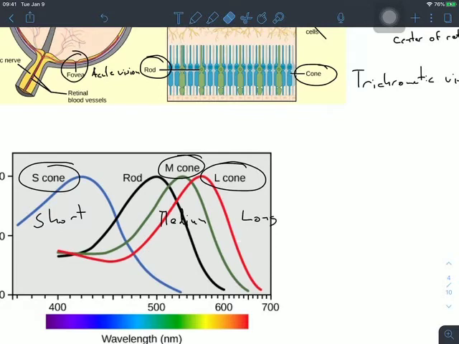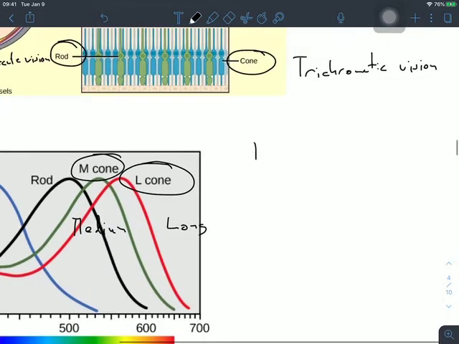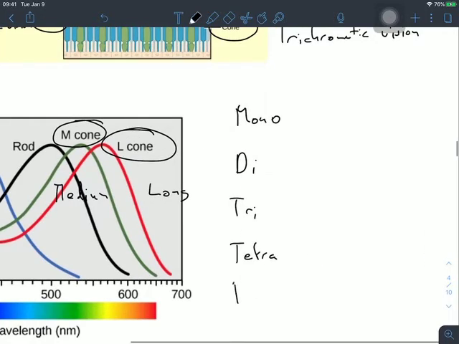And in humans, we see this prevalence of trichromatic or full color vision. Contrast this with monochromatic, dichromatic, or trichromatic, the occasional tetrachromatic vision, and even the pentachromatic vision that's seen in some other species.